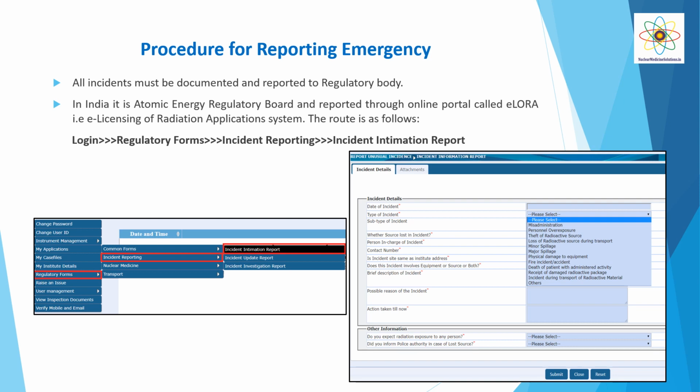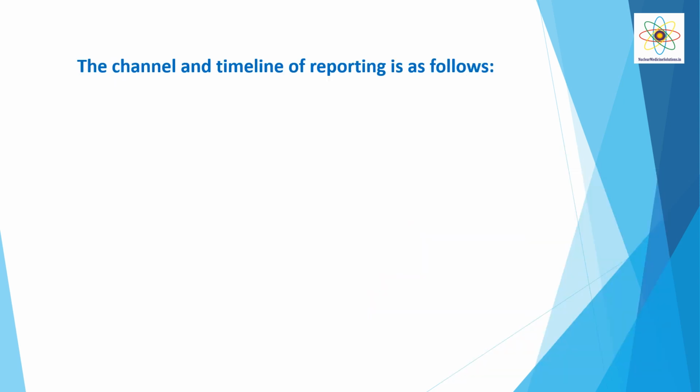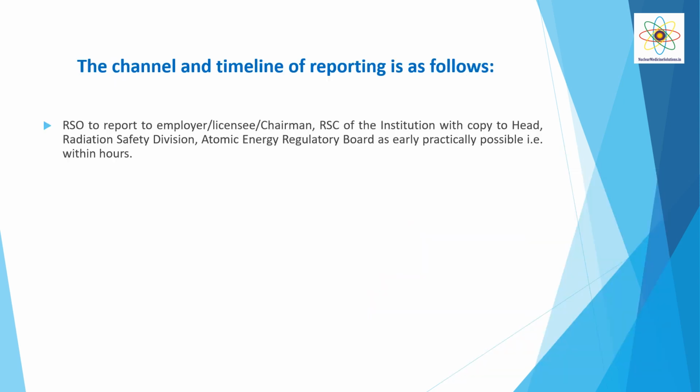incident intimation report. It has predefined fields for misadministration, personnel overexposure, theft of radioactive source, loss of radioactive source during transportation, minor spillage, major spillage, physical damage to the equipment, fire incident or accident, death of a patient with administered activity, receipt of damaged radioactive package, incident during transport of radioactive material, and there is a separate column as others where you can report any matter which you feel appropriate to be reported.